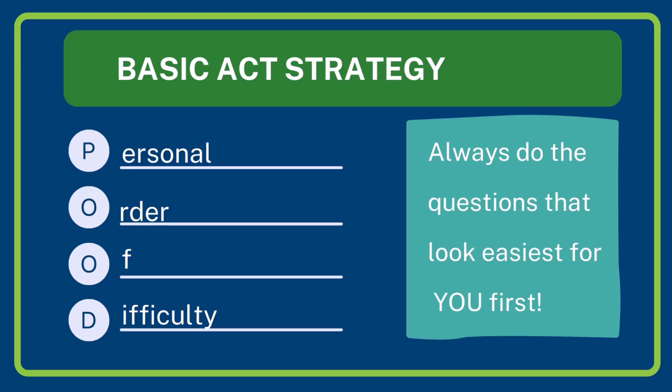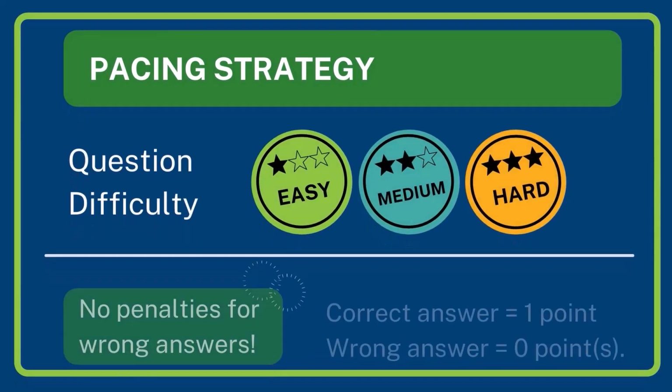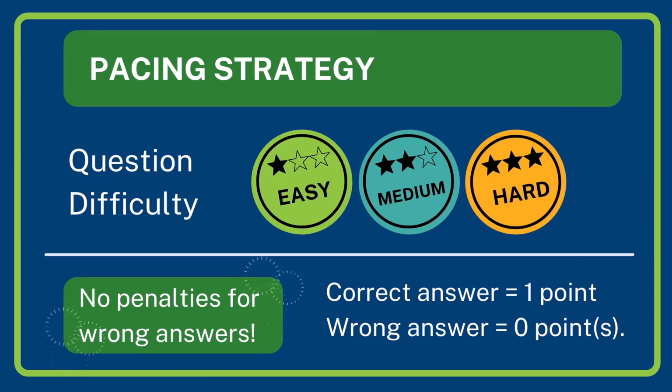Now let's talk about pacing. Question difficulty. Questions are rated easy, medium, or difficult. Each correct answer is worth 1 raw point. Each wrong answer is worth 0 raw points. This means there's no penalties for wrong answers.